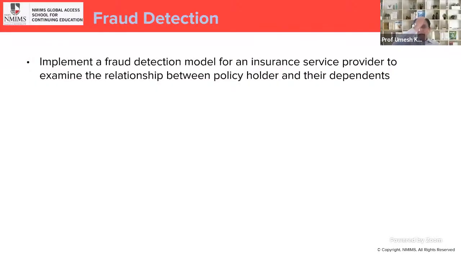This is the question. If you were to implement the insurance fraud detection model for an insurance firm, what variables would you use if it were a rule-based versus if it were a machine learning-based system that you're developing? Any thoughts there, people?